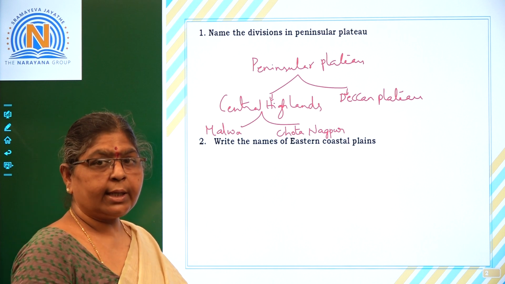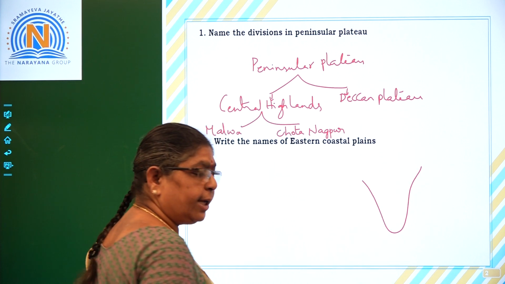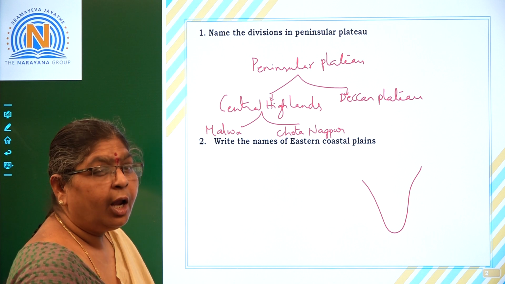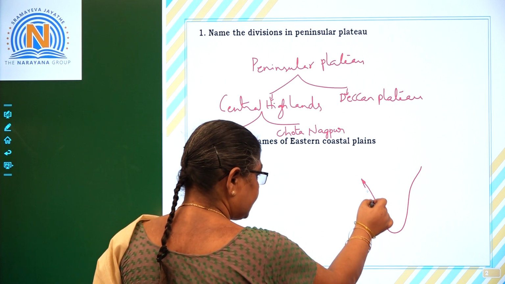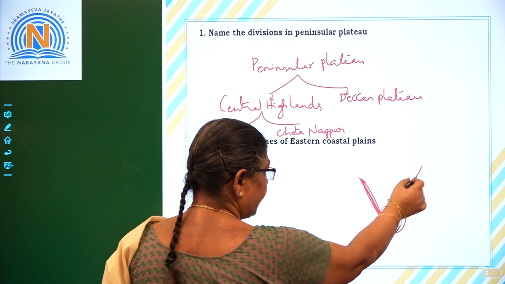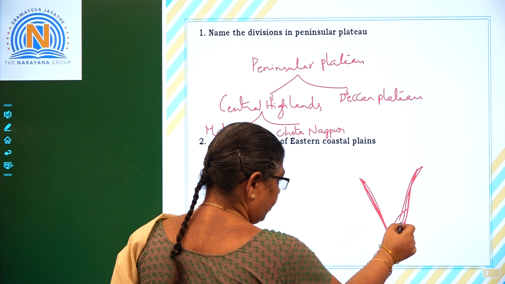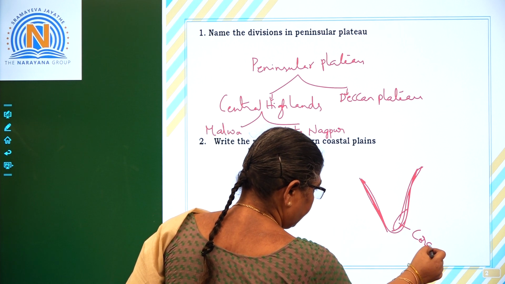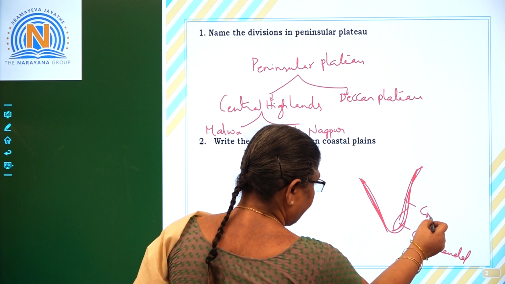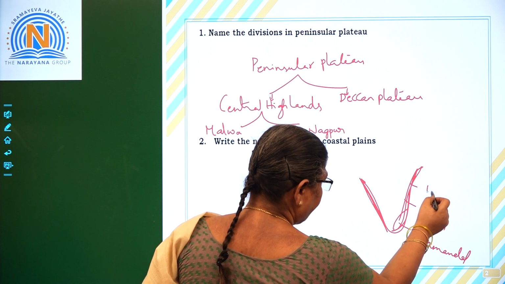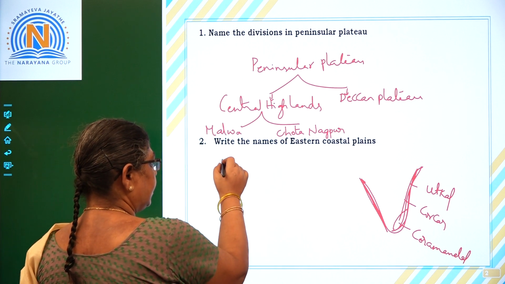So, the next question is, what are the names of the eastern coastal plains? You see very well, children, that India has the benefit of a long coast, that is 7,516 kilometers. On the west side three coastal plains are there, and even on the eastern side we have three coastal areas. In the Tamil Nadu region, we have the Coromandel coast. In Andhra Pradesh, we have the Sarkar coast, and in Odisha we have the Utkal coast. So these are the three important coastal plains on the eastern side.